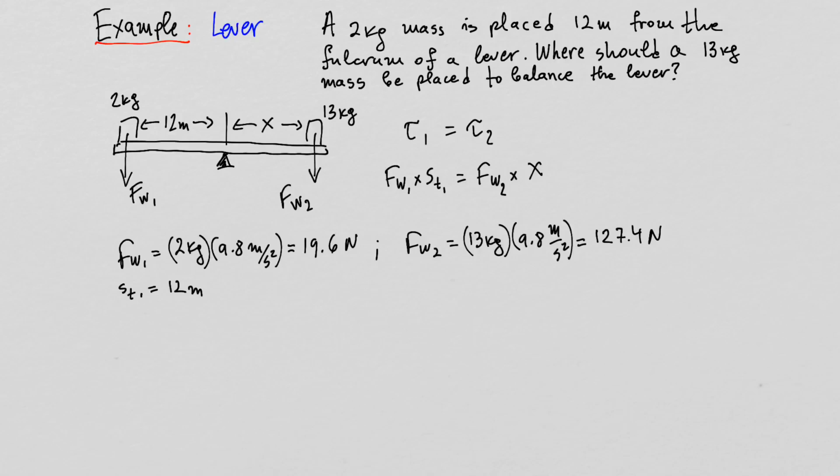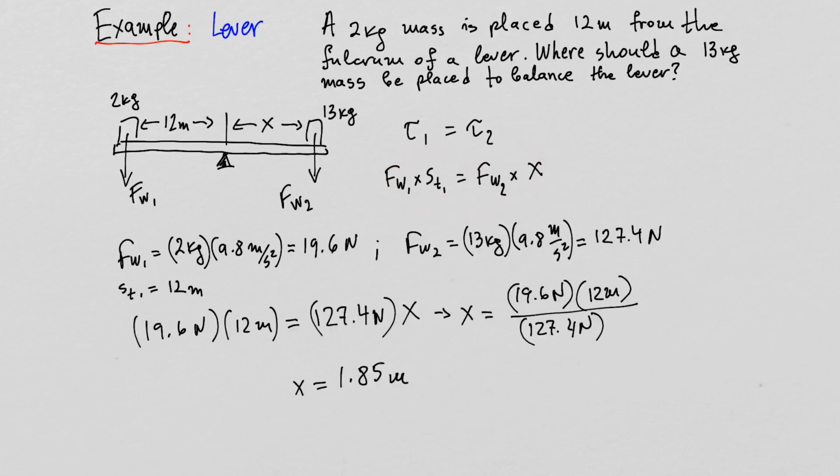Now let's substitute all of those in the equality of the two torques, and let's calculate the result. Substituting in the above formula gives us 19.6 newtons times 12 meters is equal to 127.4 newtons times X, from where X is equal to 19.6 newtons times 12 meters divided by 127.4 newtons. The final result is that X is equal to 1.85 meters.